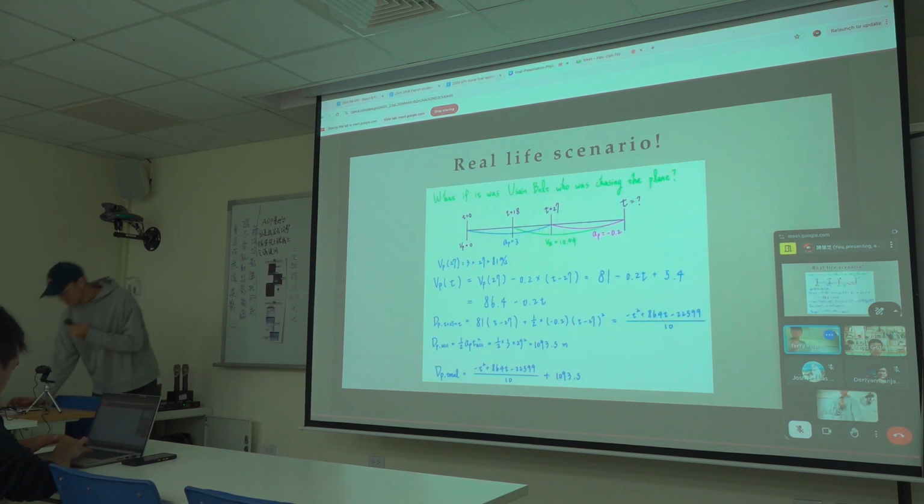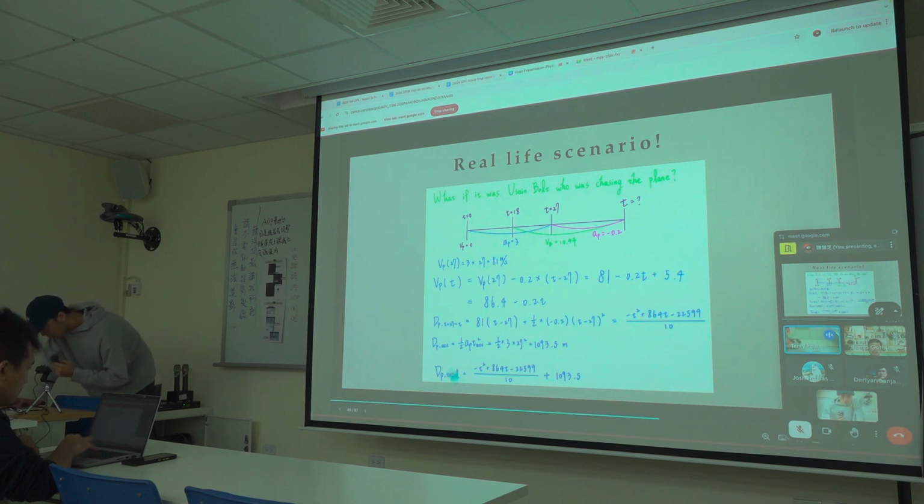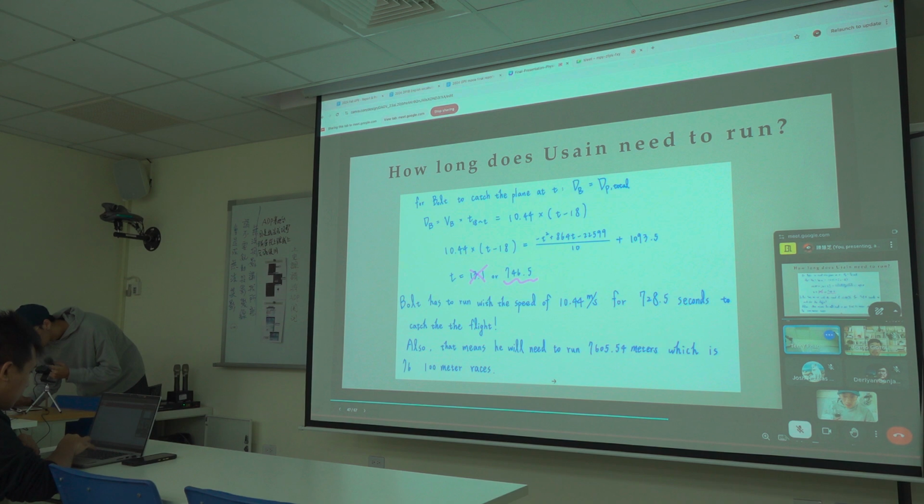Okay, so this is the real life scenario. I was trying to calculate, if it was Usain Bolt who was chasing the plane, how long would it take to catch the plane? Now we don't know the time, but we have the velocity of Usain Bolt. So I got the distance, which is a function of t here, and then I used this formula to get the t.